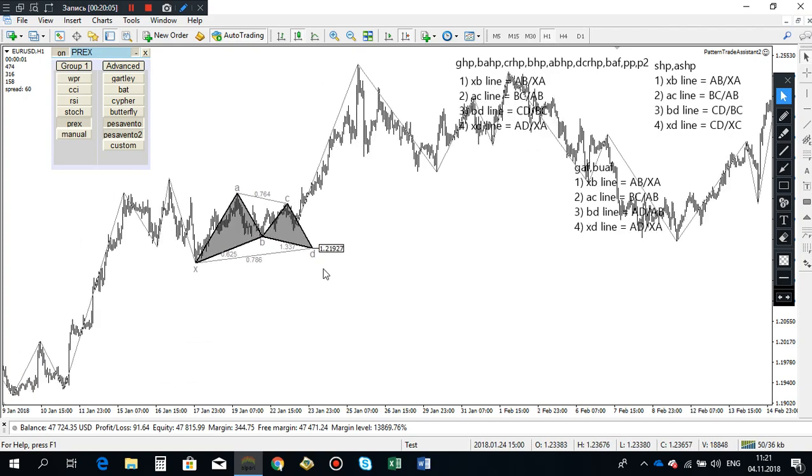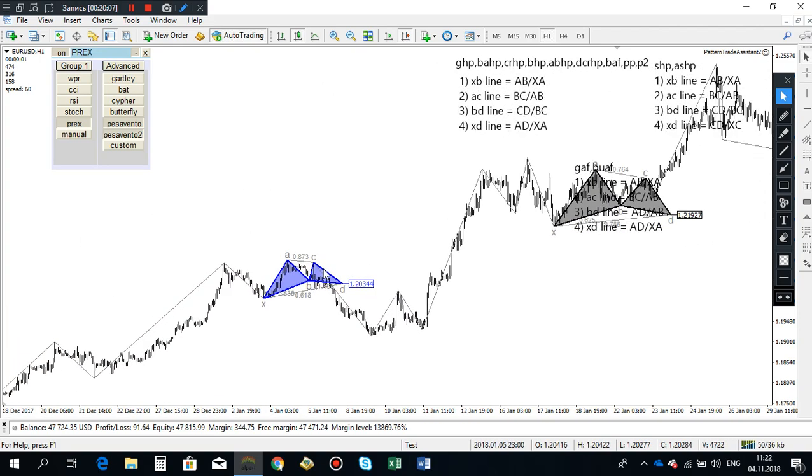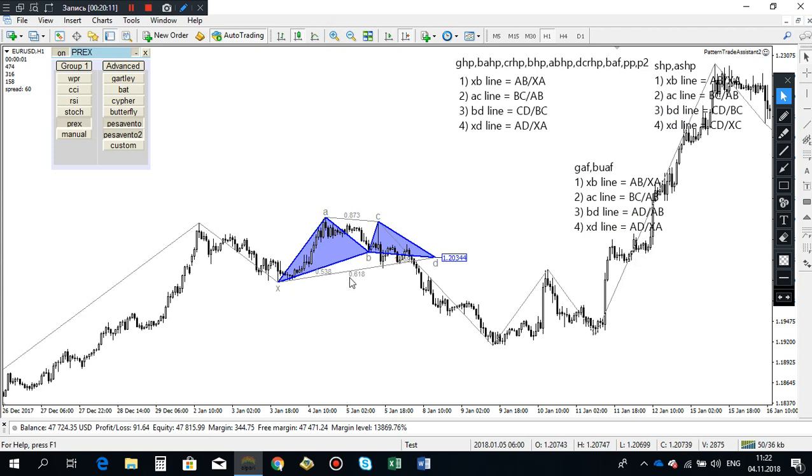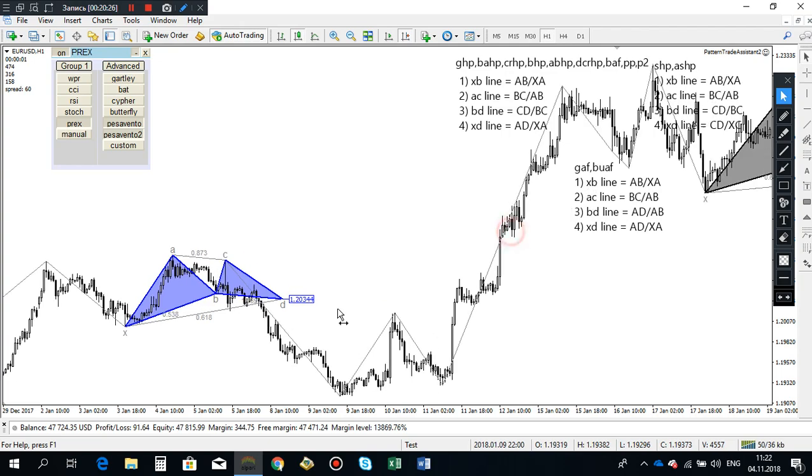It's a pretty rare pattern because of strict rules. Here it is. So the difference between them is that one completes at 786 and the second one completes at 618. So this is the difference between the two BC inversion levels. The logic is to have the ABCD pattern that completes either at 618 or at 786 level.